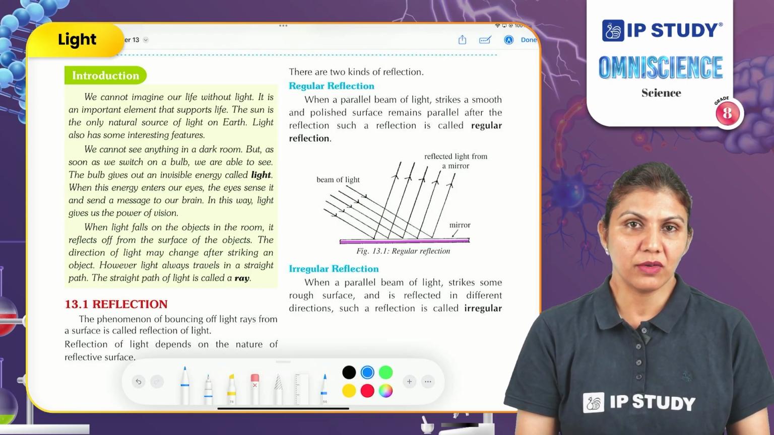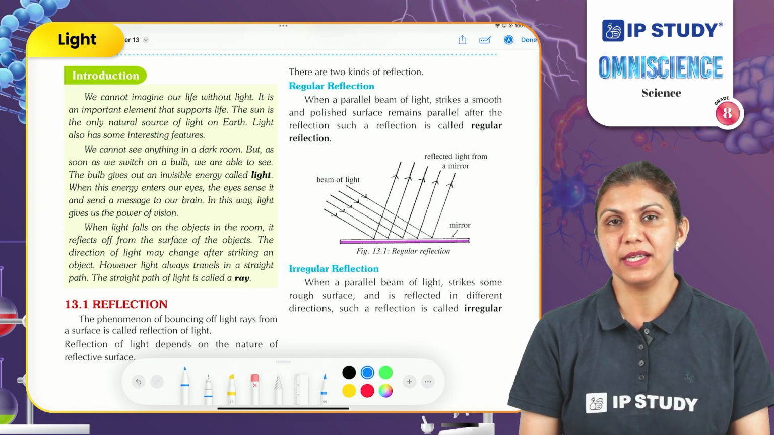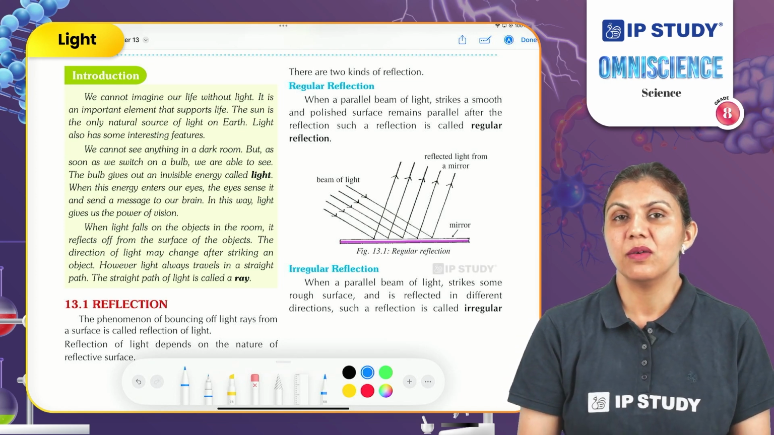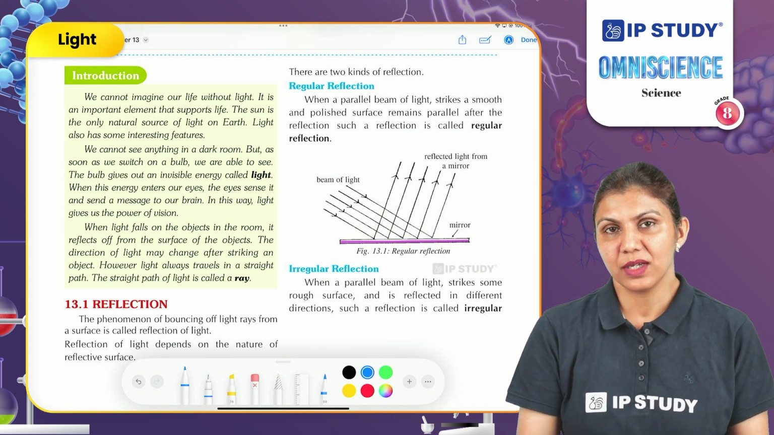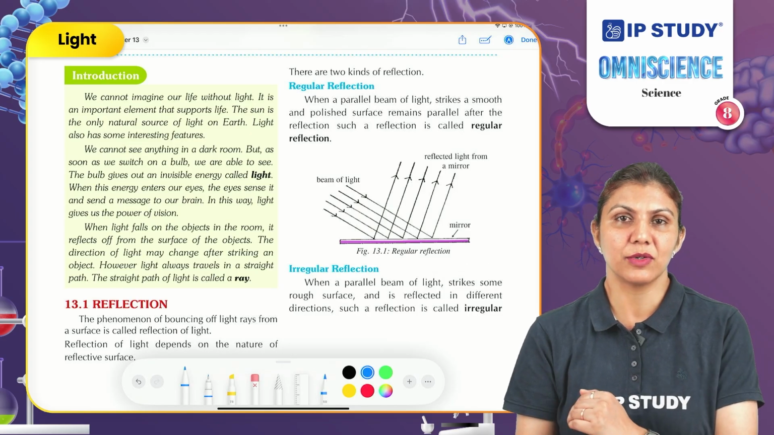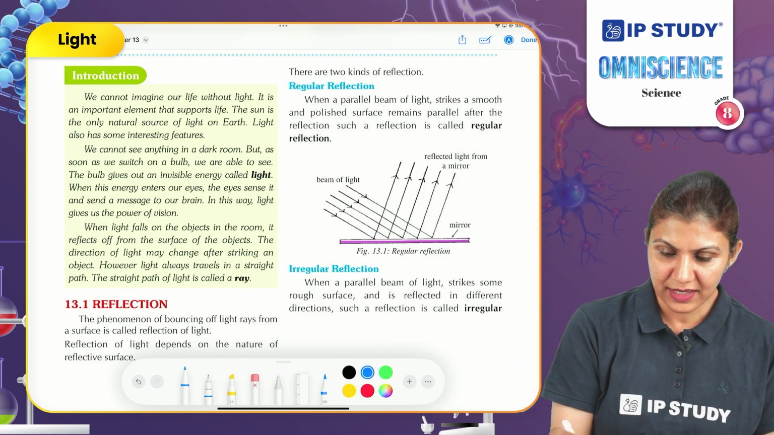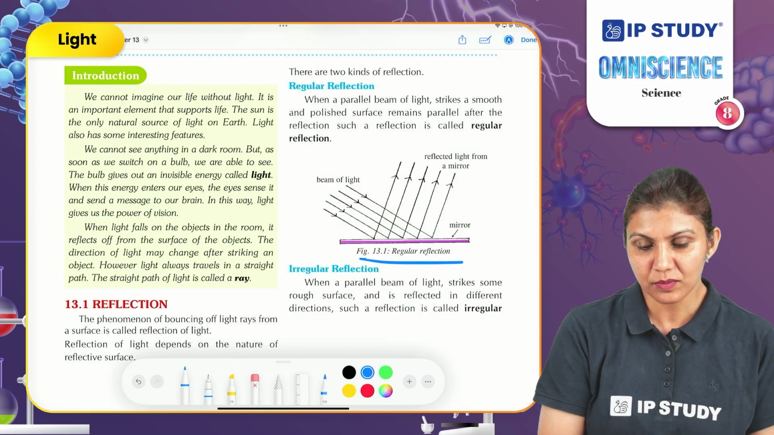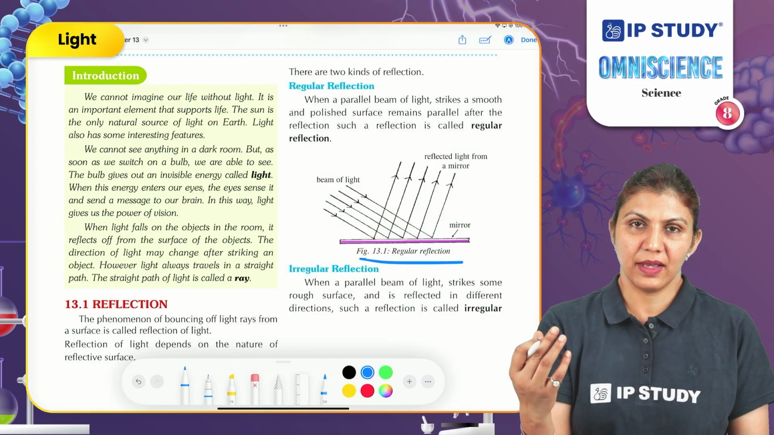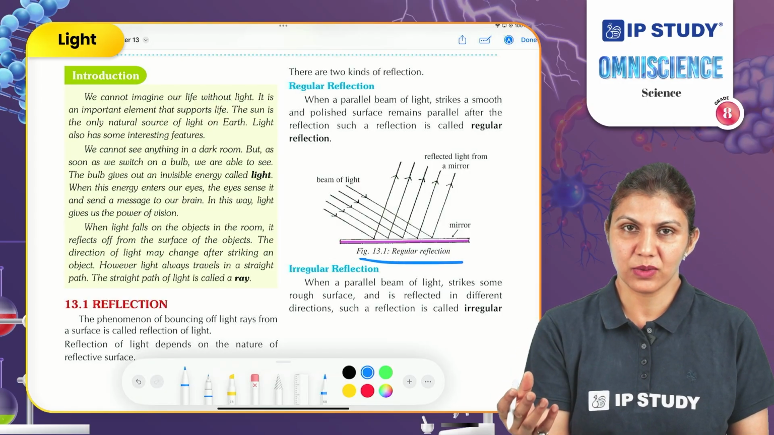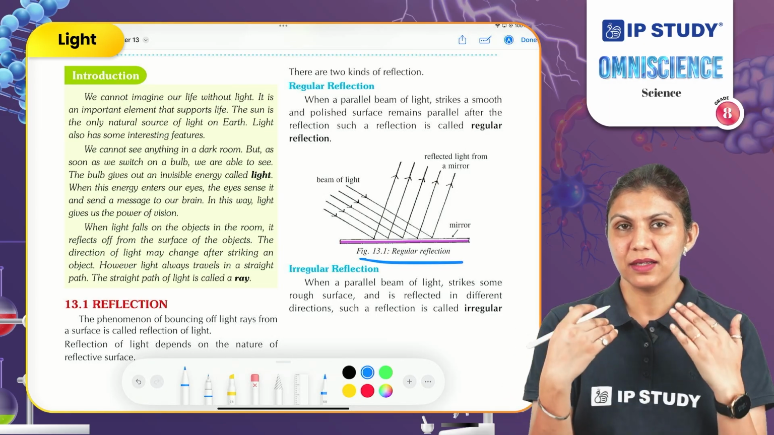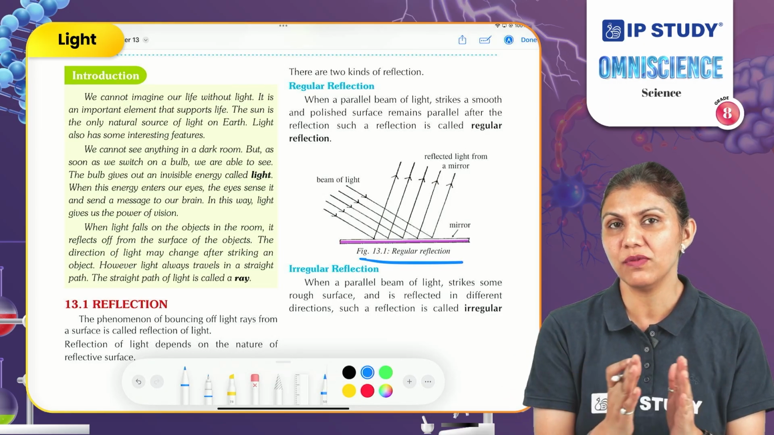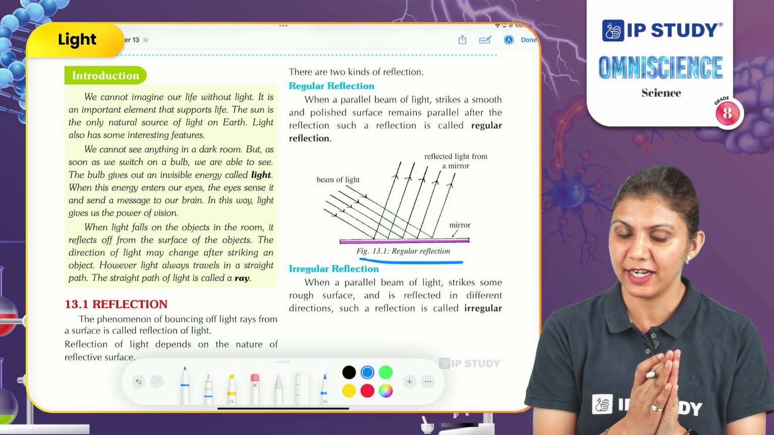Whenever we are talking about a light ray moving or proceeding in a path, what is it actually? A light ray is proceeding. What is a light ray? If you observe figure number 13.1 here, every time you switch on a light source, light is emitted as a bunch of light rays. We call it a light beam.